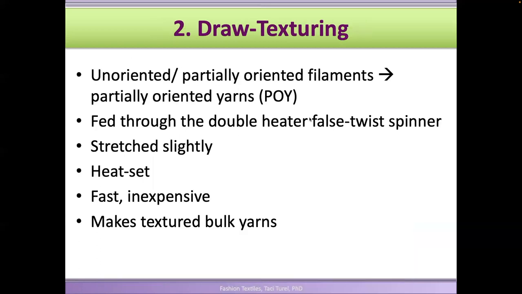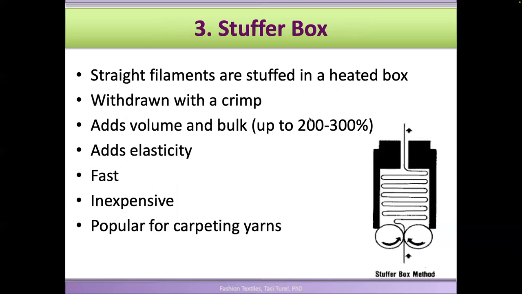Draw texturing is usually similar to false twist, but you're stretching them slightly and heat setting them, and then when you release them, it kind of has that texture. A stuffer box is a similar one. So you are stuffing the yarn into this box and you are heating that. So it's heat set in that shape. And then when it comes out cooled, it actually stays in that bulky shape.